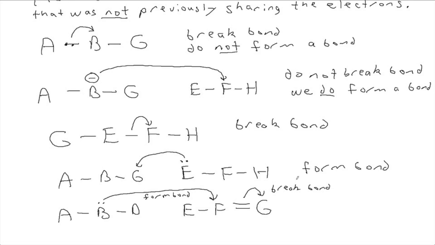Good. Excellent. How did we know that this told us to form a bond? Because the electrons that are moving towards F were not previously shared by F. They were just a lone pair on B. But this does not form a bond because the electrons that are moving towards G were already being shared by G in the pi bond. Very good.